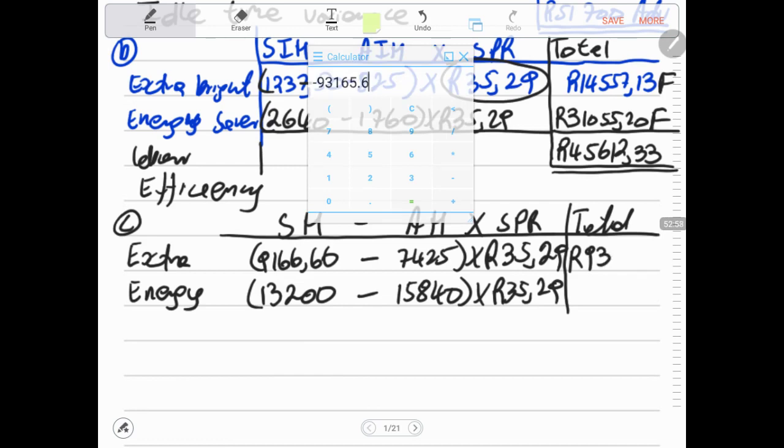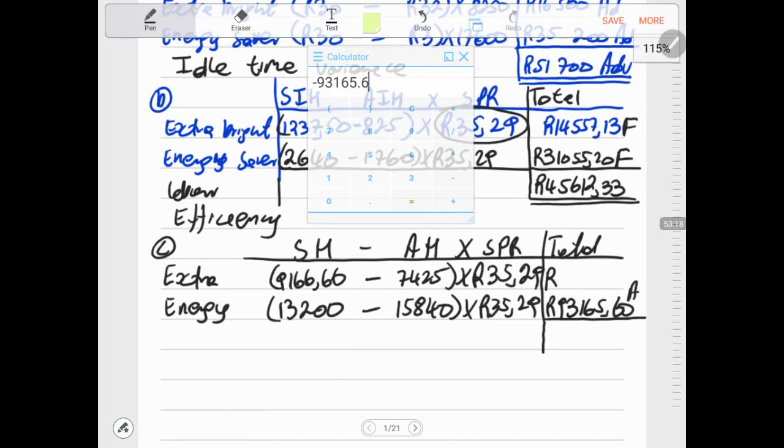Oh, that is the second product that I started with, 93,165.60. So that will be the variance, and that variance is an adverse variance. Sorry, there's very limited space there.